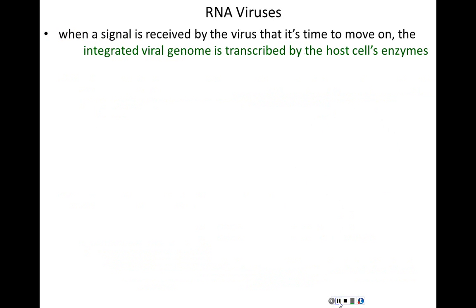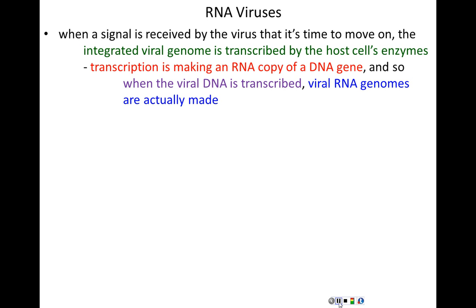When a signal is received by the viral genome that it's time to move on, again, stress on the host cell, stress from the environment, many, many triggers for this, that integrated viral DNA-based genome is transcribed through the standard process of transcription using the host cell's enzymes. That's what always pisses me off. It's your RNA polymerase, your enzyme, which is copying this virus's genome for it. Your own cellular machinery is being fooled and tricked into doing something that is going to cause you harm by this genetic parasite who specializes in such trickery.